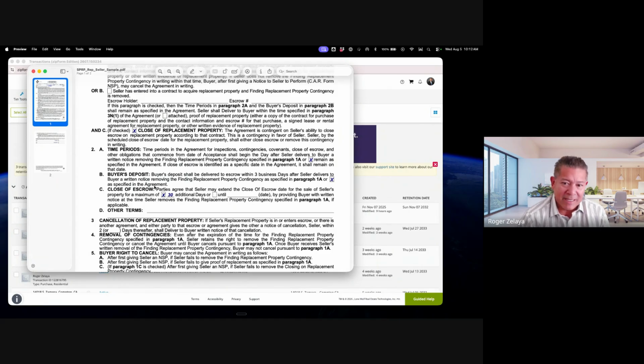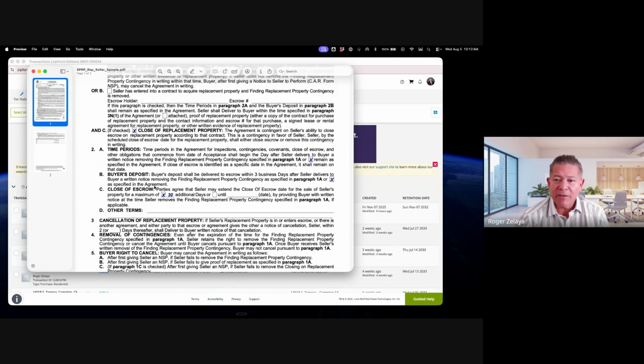And I'm representing the seller and I want the buyer to start doing their due diligence, right? Now, this particular one was an actual SPRP that I'm copying here, and I'm reading 2C, and that's the close of escrow, right?